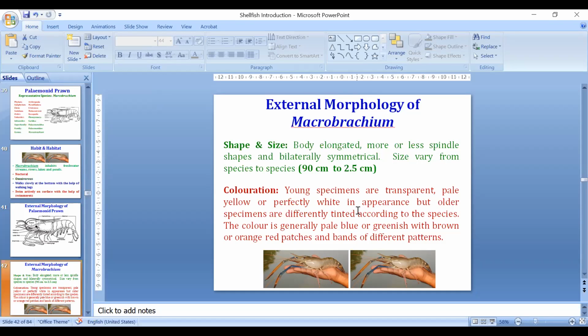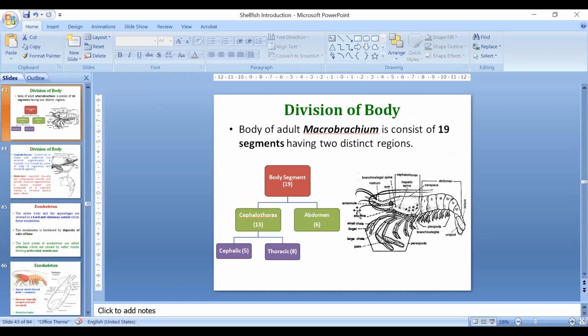Now the coloration of the prawn basically changes as per their age. When they are very young ones or juveniles, they are totally transparent, and when they reach maturity, their color changes. The pigmentation or color of the adult is different in different species, and some species also have a distinct band pattern. So that varies from species to species.